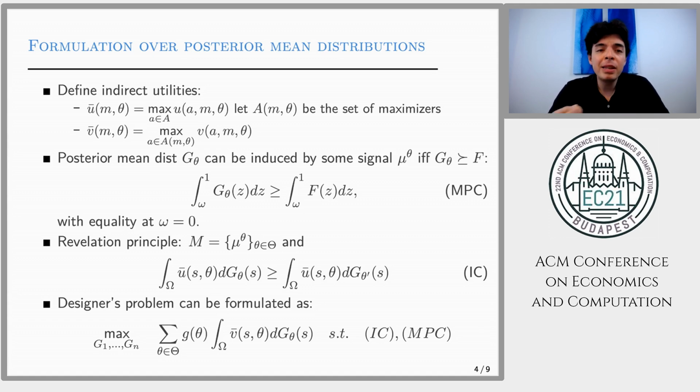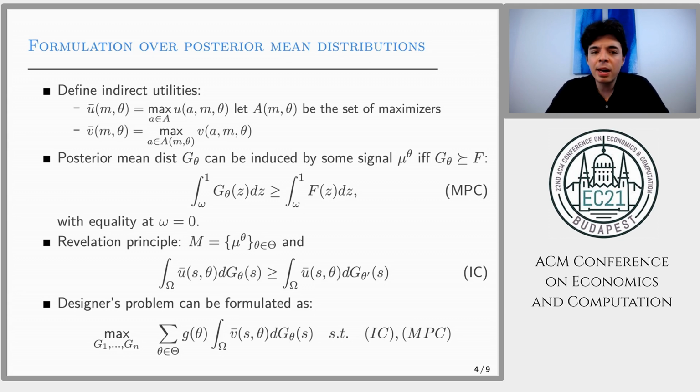We are going to formulate the designer's problem as an optimization problem over posterior mean distributions that can be induced by her signals. Here, the key observation is that the receiver's and the designer's payoffs both depend on the state linearly. Therefore, posterior mean is the key object that matters when we think about the payoffs that will be induced in the interaction between the receiver and the designer.